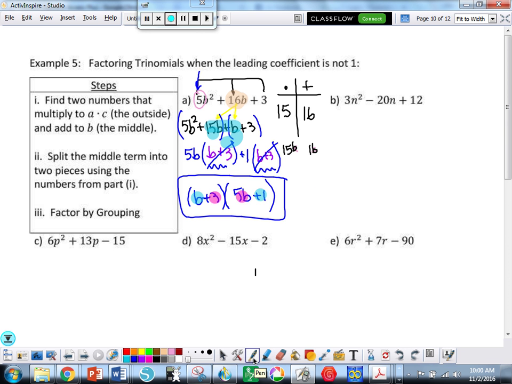Okay, let's try it again. Part B. On this one, is there a greatest common factor? No. So we are looking for two numbers that multiply to what? Multiply to 36 and add to negative 20. On your own, don't yell it out. See if you can find those two numbers.